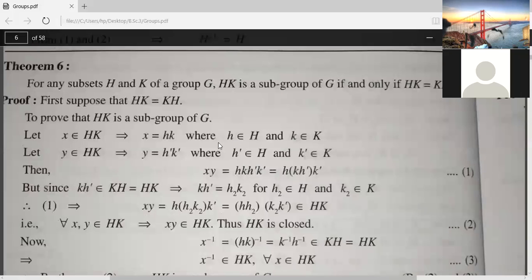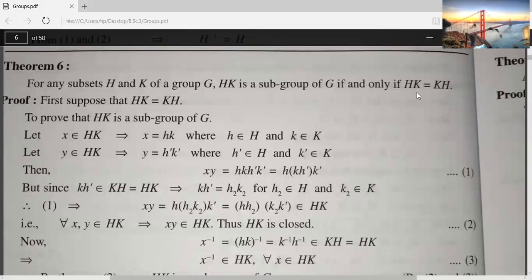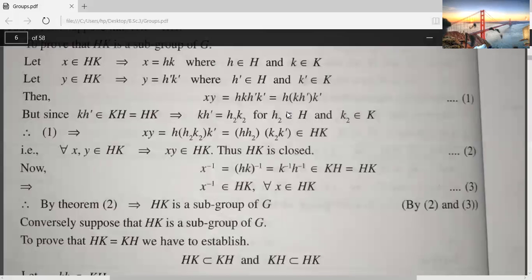Now the next one: for any subsets H and K of a group G, the next one you are taking here, H and K are subsets of a group G. HK is a subgroup of G if and only if HK is equal to KH. HK is equal to KH. Now, here you are taking what? If HK equal to KH, then what we have to prove? HK is a subgroup, that we have to prove. We have to prove HK is a subgroup. That we have to prove.